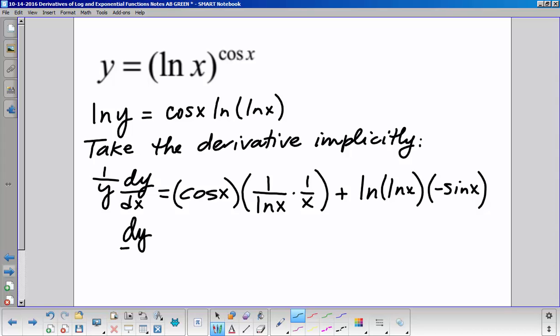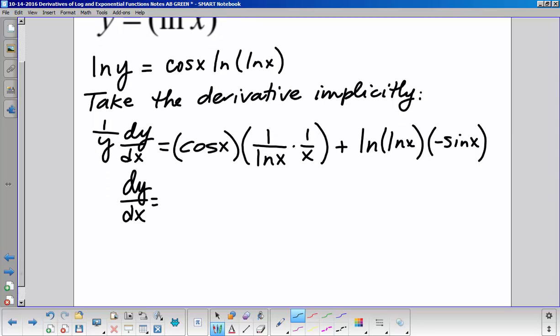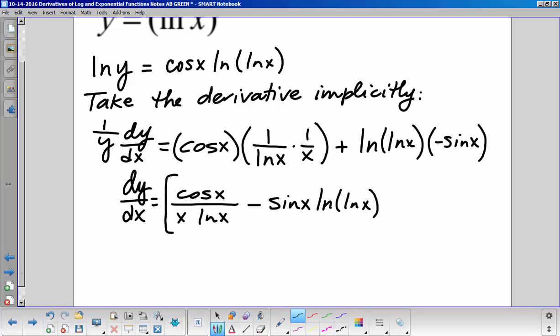That's very nice. dy/dx equals cosine x over x natural log of x minus... do you want to put the sign first? Yeah, I did. Sorry. Sine x natural log of the natural log of x times y, which is natural log of x to the cosine x.